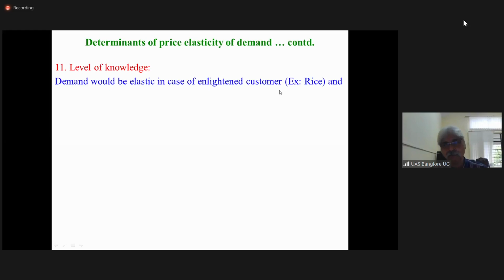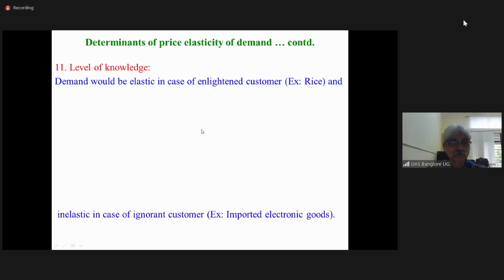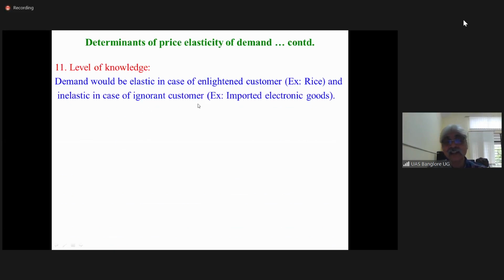And most of the times, the customers who go there will not have fair knowledge about the product, the price, and so on. If they quote 4,000 rupees, they'll ask for 2,000 rupees, but the actual price will be 1,000 rupees. Okay. So, inelastic in case of ignorant customers, imported electronic goods.